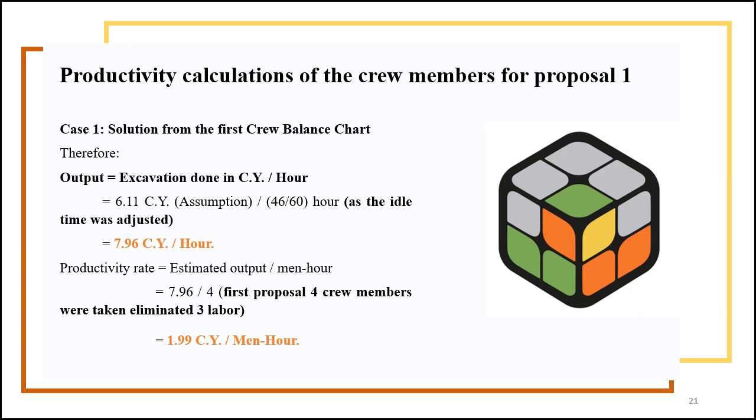Here in this slide, we have productivity calculations of crew members for proposal 1. So in this case, our resources were 2 laborers, 1 equipment operator, and 1 foreman. And our output rate in this case is 7.96 cubic yards per hour, and our productivity rate is 1.99 cubic yards per man hour.